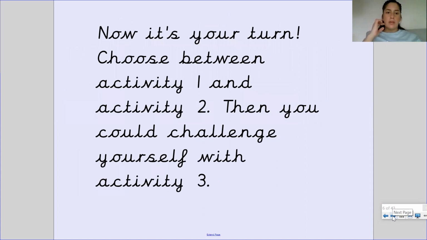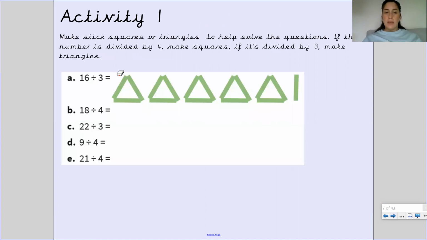So now it's your turn to choose between activity 1 and activity 2 based on the methods that we have done. Then you could challenge yourself with activity 3. So activity 1 is similar to the first 2 slides that we did when we drew triangles and squares. So this is what you're going to be doing.